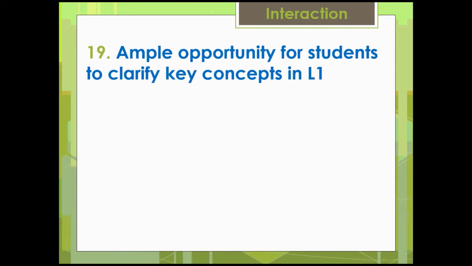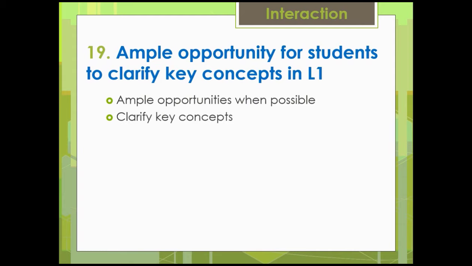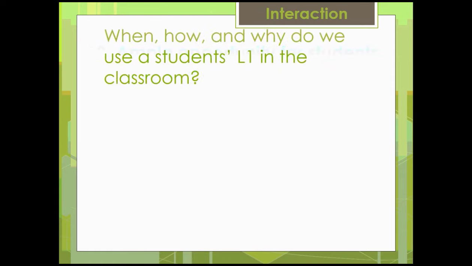So moving on to feature 19, ample opportunity for students to clarify key concepts in their L1. Ample opportunities when possible, only used to clarify the key concepts. This could be done with an aide, with a peer, or offer the text in their L1 or their native language. So when, how, and why do we use a student's L1 or native language in the classroom?